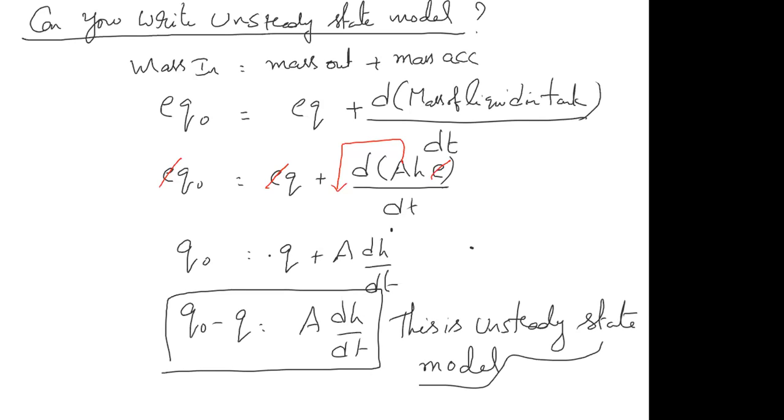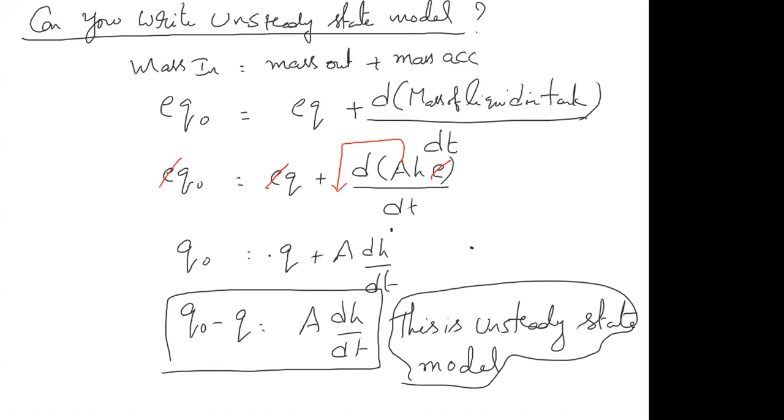Is everybody clear how you write the unsteady state model? Here you are talking about the mass accumulation, that is why you have written the mass balance. Suppose you are talking about temperature accumulation, then you will write the energy balance. Clear? The cross-sectional area doesn't change. The cross-sectional area will remain the same for the tank, no?